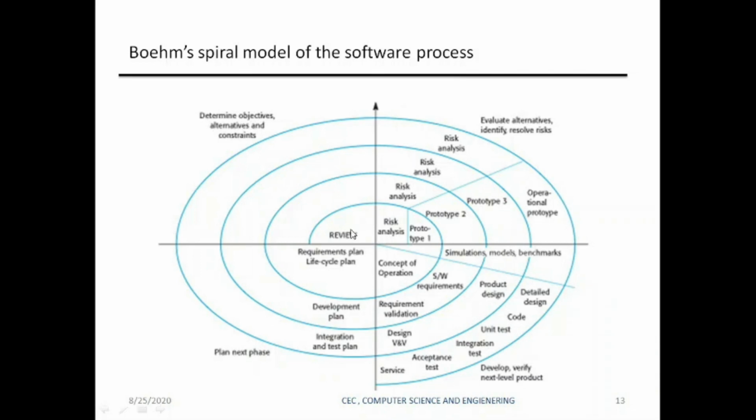But here you can see that each step or each phase is divided into 4 sectors. Even the specification is divided into 4 sectors. Design and implementation also have 4 sectors, validation also has 4 sectors, and even the evolution part has 4 sectors. What does it actually represent?